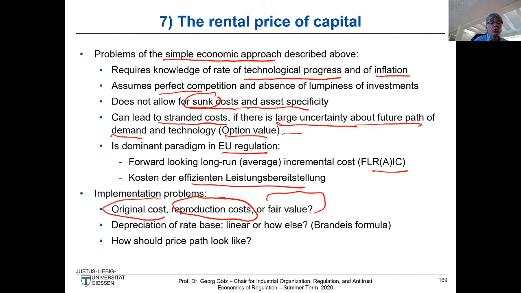And how do you depreciate over time? Of course, in our model previously, it was just some physical depreciation which was given exogenously. But would you decrease linearly, or how else? I think somewhere I should have explained this Brandeis formula. The problem is here, how should your price path look like? Why is that a problem?